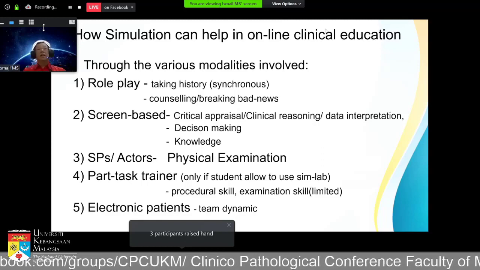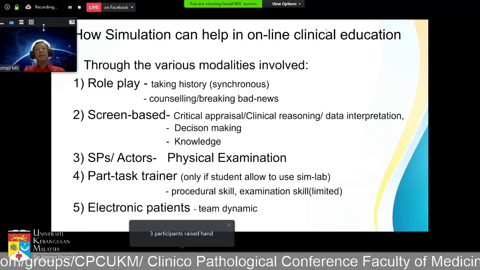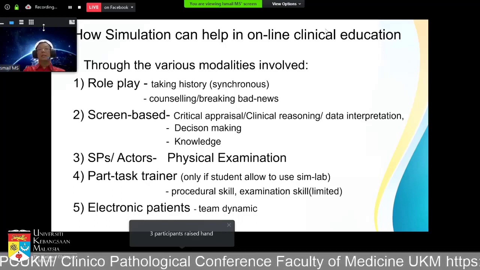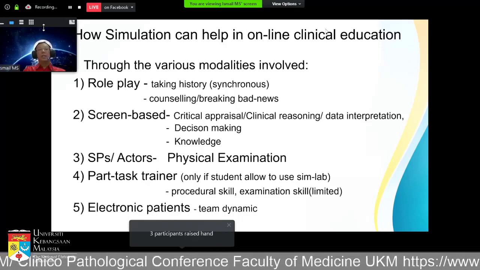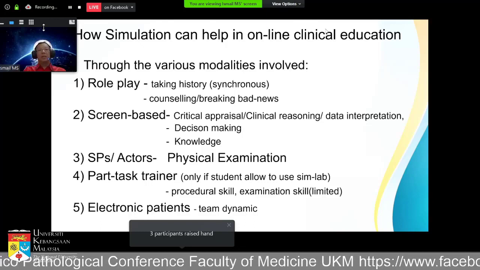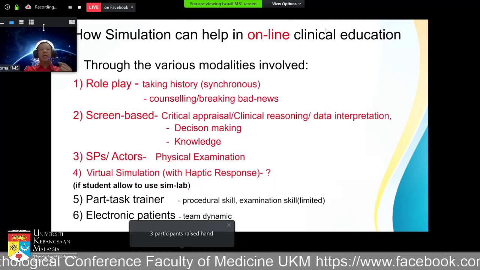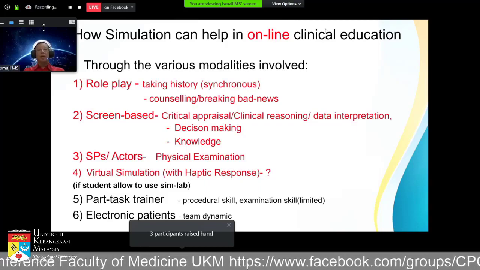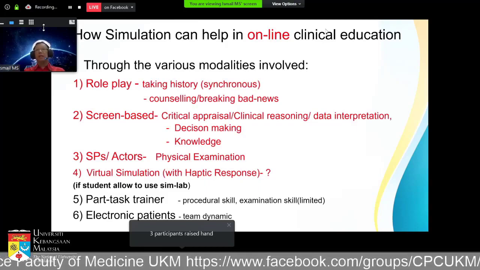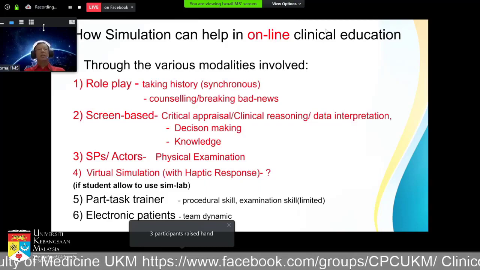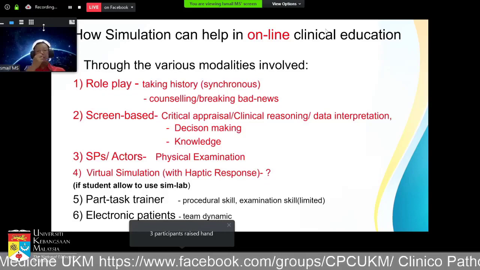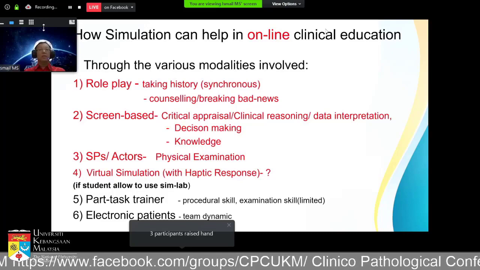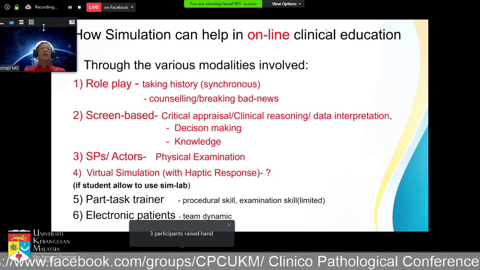So this is what I think. Basically, simulation can help in terms of online clinical teaching through this. We have all these modalities, but I think for the online, these are the important things. One, I think role play has a big role in clinical education. You can teach history taking, you can do counseling or breaking bad news. This is actually one of the things in terms of role play.